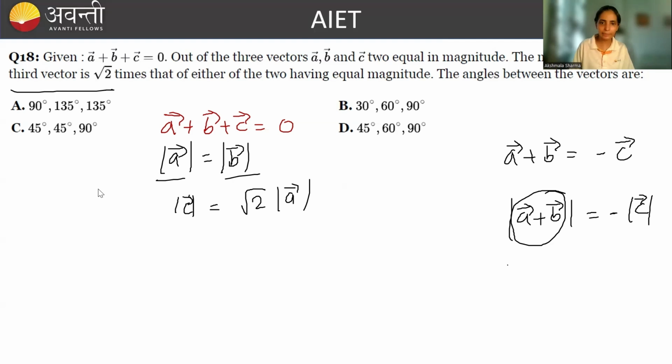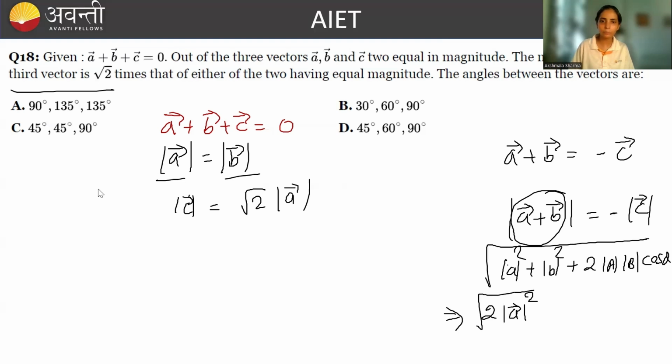So if you go on to write that, here you will write mod a square plus mod b square plus 2 mod a mod b cos theta, and that is equal to mod c. Now if you put the value, mod b is mod a, so this here will become mod a squared, and you take the root under, since we are taking the modulus, and plus 2 mod a squared cos theta.